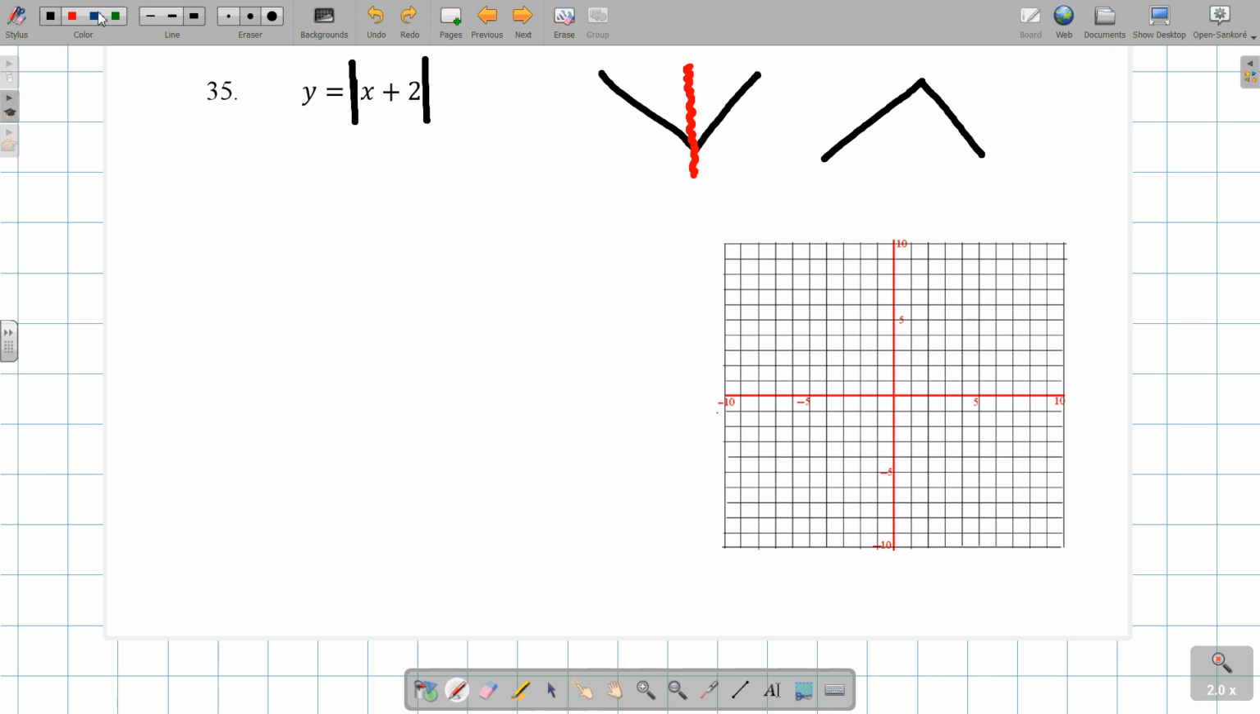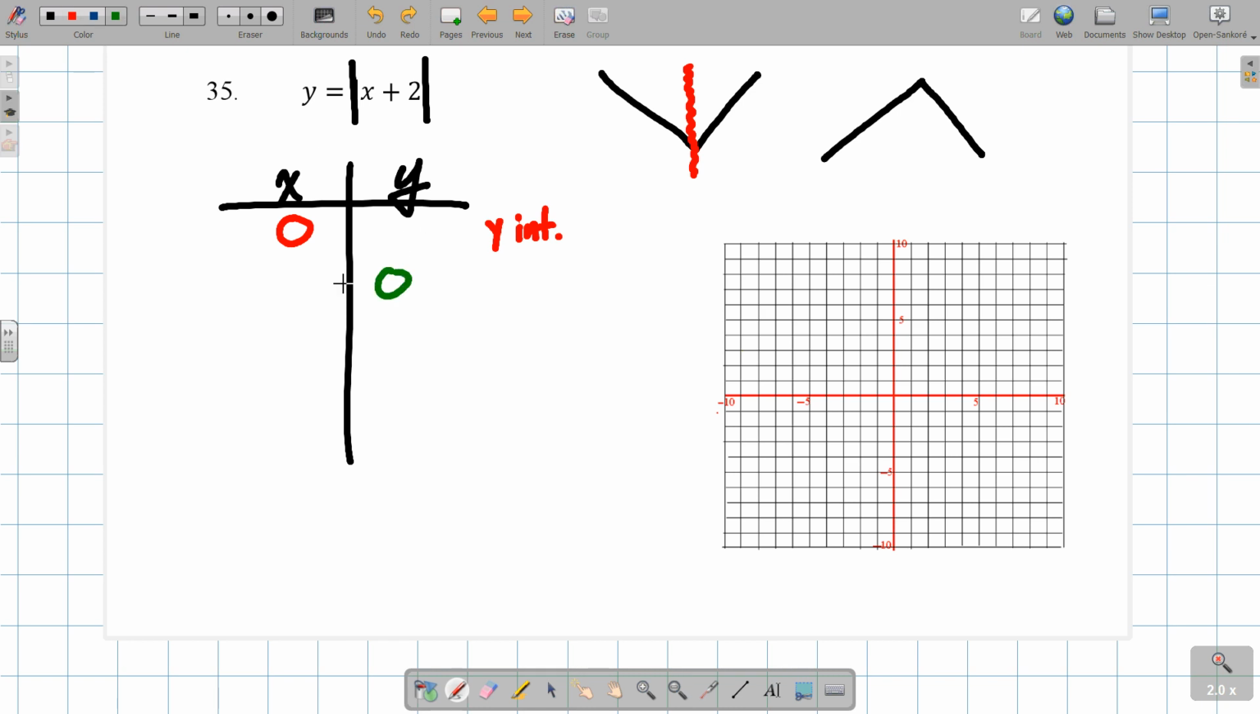The easiest way to graph these is just by using a table. The first thing I like to look for are what are called the zeros, the intercepts. So if I have a 0 in the x, what would the y be? That would be called the y-intercept. So if I had a 0 in the y, what would the x be? And that's called the x-intercept.